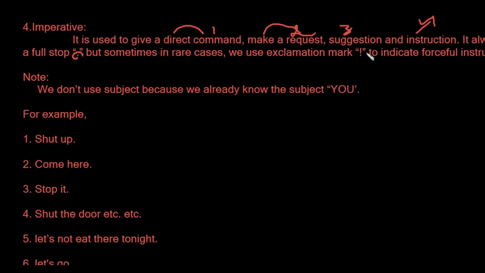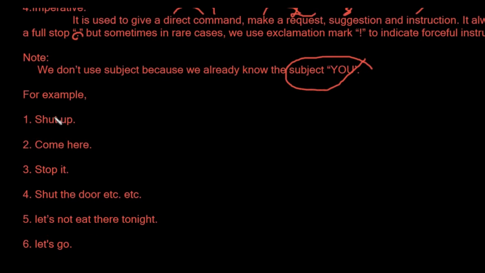Why do we use an exclamation mark? We use an exclamation mark to emphasize our emotions. We convey our emotions through text, through writing, so we use an exclamation mark. That's why it is a forceful instruction. Note, we don't use a subject because we already know the subject: you. The very important thing in imperative sentences, we don't use any subject. We will use verb and object. We can also use only a verb in the sentence. Only a verb is sufficient to give the whole meaning, but we mostly use the verb and the object. We don't use any subject. Remember that.